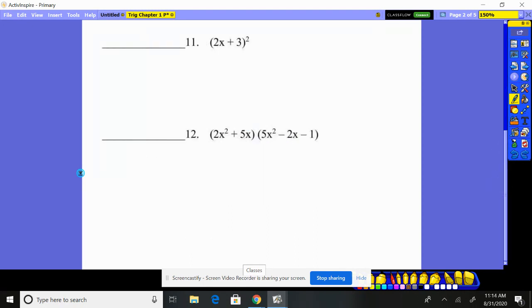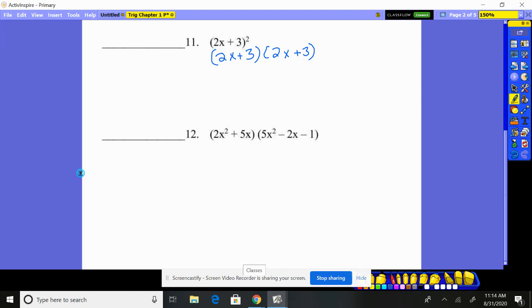All right, let's look at number 11. It says (2x + 3), that whole quantity squared. That means we're doing a 2x plus 3 times another 2x plus 3. Board slowed down a little bit there.